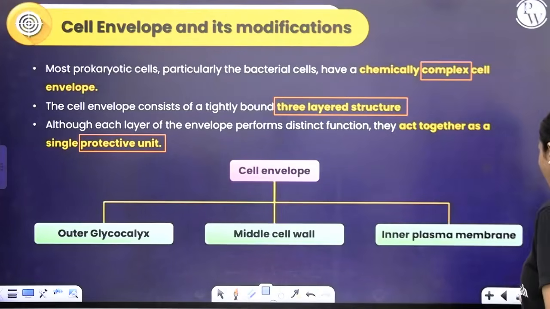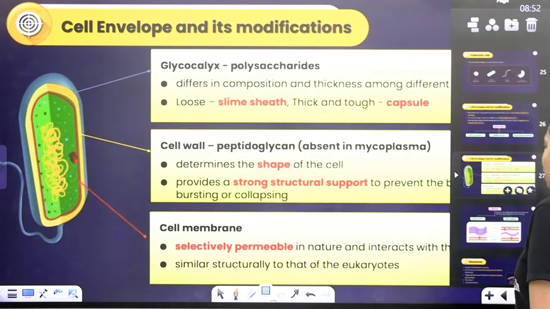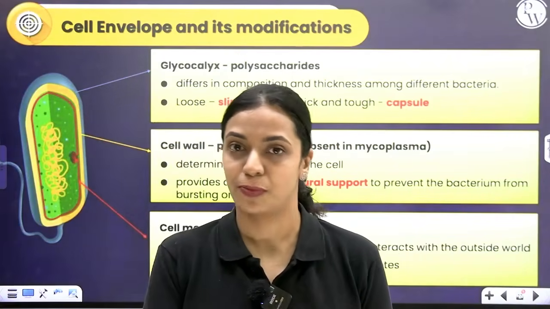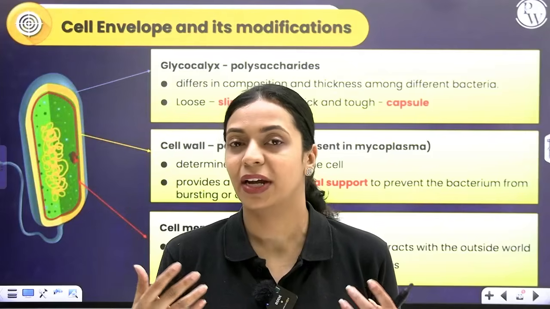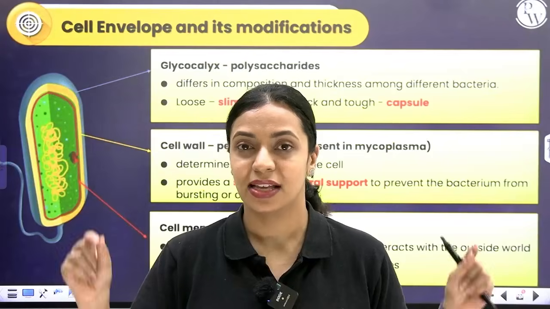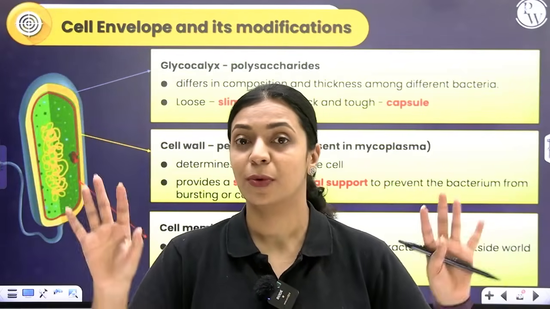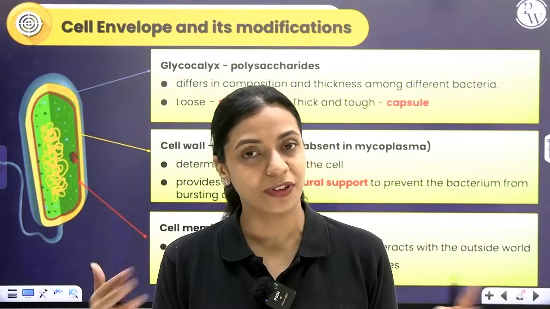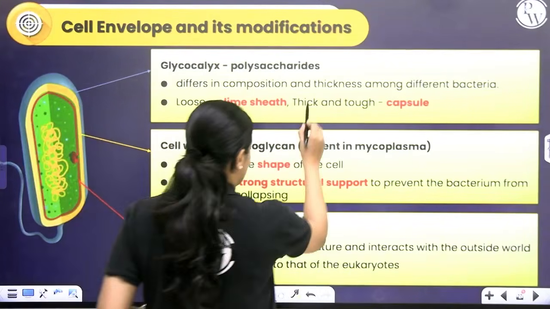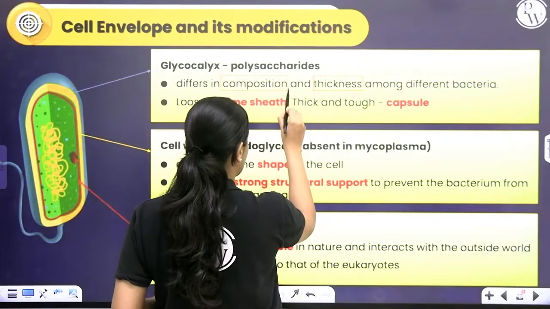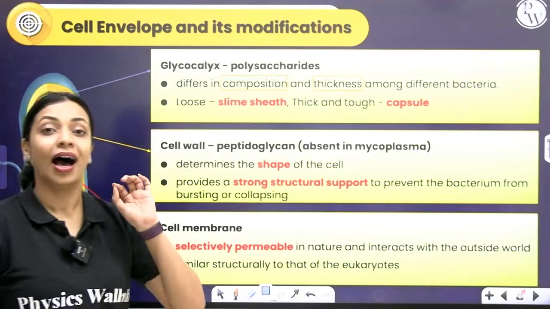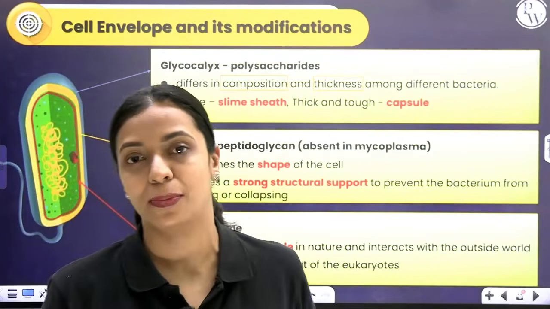Let's understand what these different structures are made up of. The glycocalyx is made up of polysaccharides. In different species of bacteria, which polysaccharide it is made up of can vary. It's not like in all bacteria, glycocalyx is made up of the same substance. It's of course made up of polysaccharides, but which polysaccharide can vary among different groups of bacteria. Its thickness also varies. Composition means which type of polysaccharide it's made up of. Along with that, how thick it is also varies between different bacterial groups.